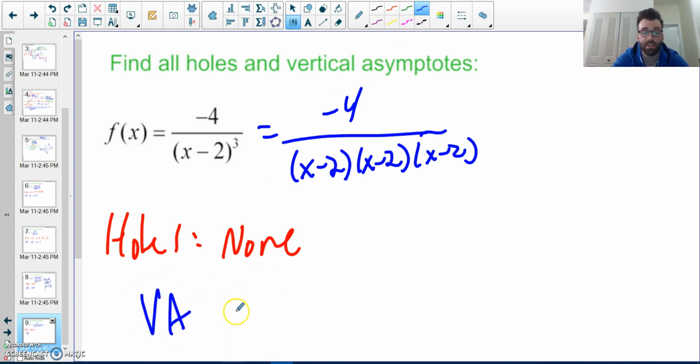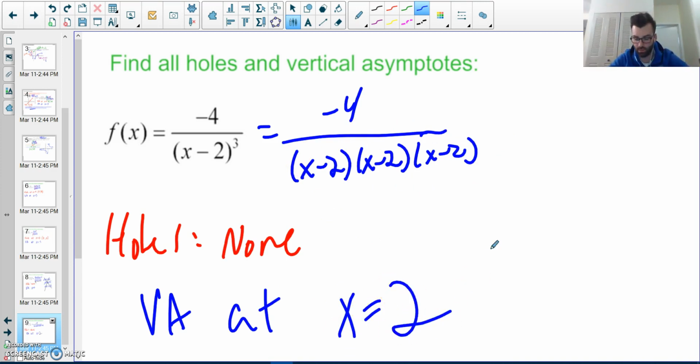Vertical asymptote. Well, there's a lot going on. All right, I have a lot of denominators that I have an issue with. Well, fortunately for me, I only have to include one of them. There's only going to be a vertical asymptote at x equals 2. It may happen 3 times, but it's at the same exact number.